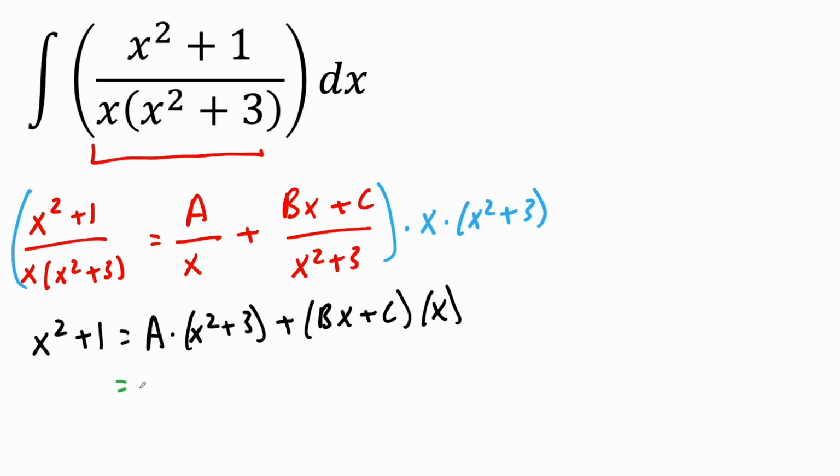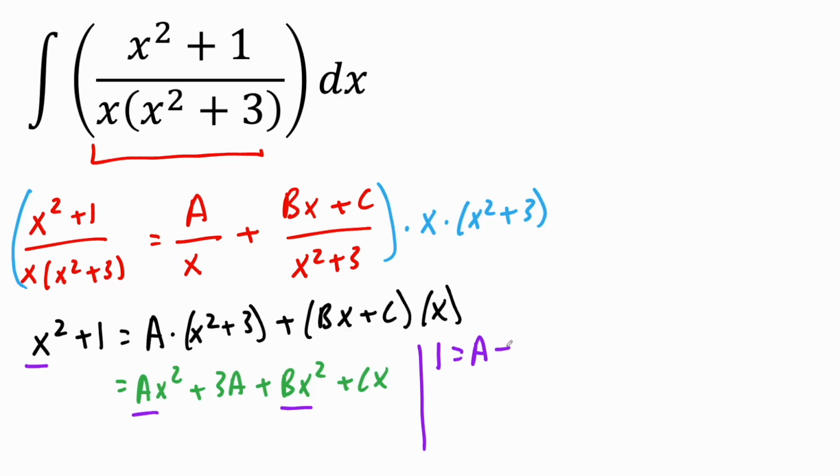So A times x squared, so Ax squared, A times 3, so you could say plus 3A, plus Bx times x, so Bx squared, and then C times x, so Cx. Now I'm going to group the x squared, this piece, this piece, this piece. So we're going to use systems of equations. So this is 1x squared. So I'm going to say 1 is equal to A plus B.